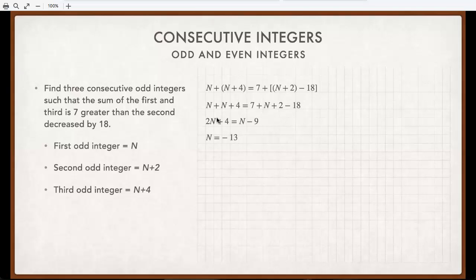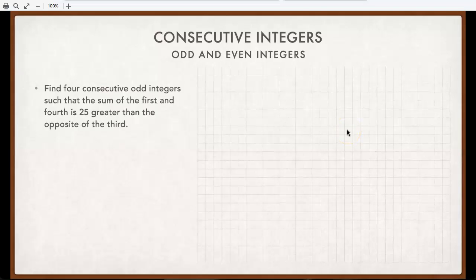Remember, this isn't our answer by itself. We're looking for 3 odd integers, so -13, -11, and -9. And notice that these 3 integers are in fact odd, like the problem asked. Now let's check our work to make sure. So by plugging in these numbers, the sum of the first and the third, -13 plus -9, equals 7 greater than the second, -11, decreased by 18. And we get -22 is equal to -22. That checks out. Next example.